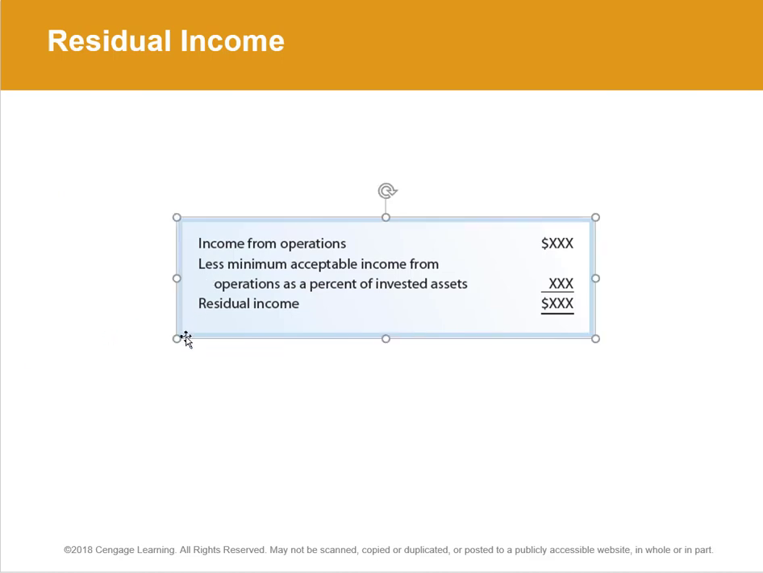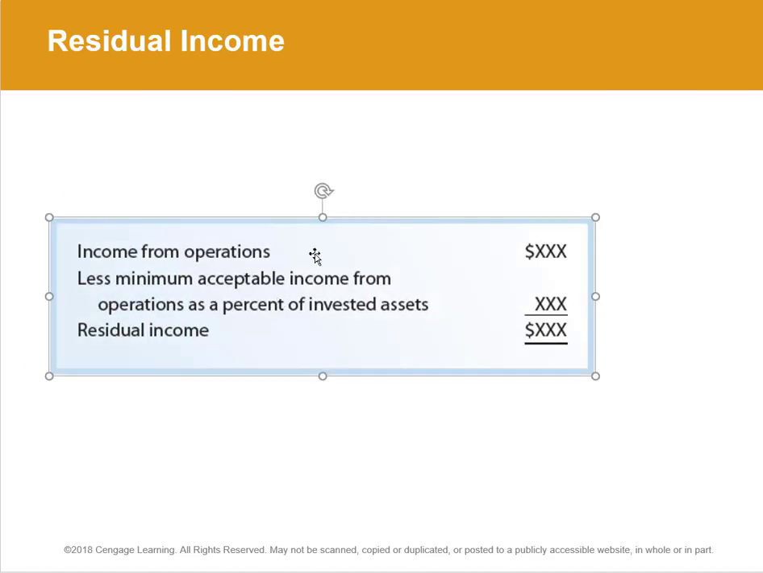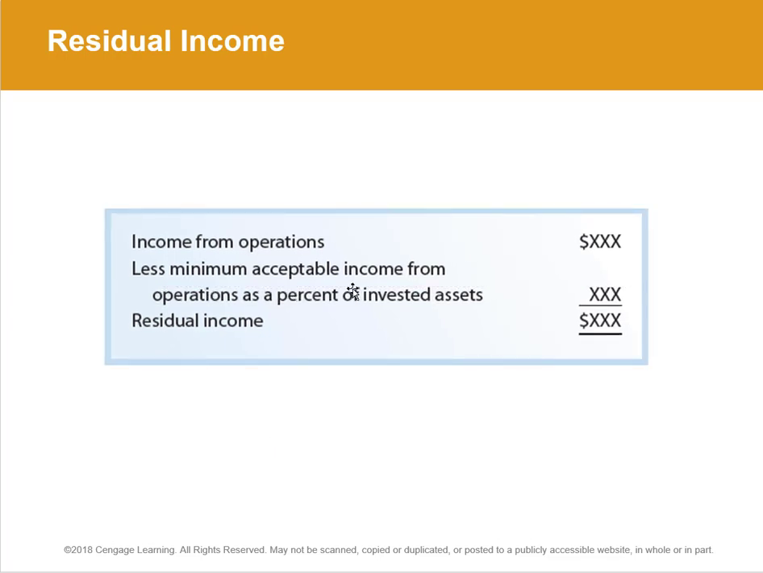So here we've got a company where this is our formula. Income from operations less the minimum acceptable income from operations, like a percent of invested assets. Now pay attention to this one part right here. You may have a hard time getting this piece in your head. So you're going to take your assets and multiply it times the minimum acceptable return. Okay? And the difference between those two is residual income. Income from operations minus the invested assets times the minimum acceptable return. That residual income is the excess.